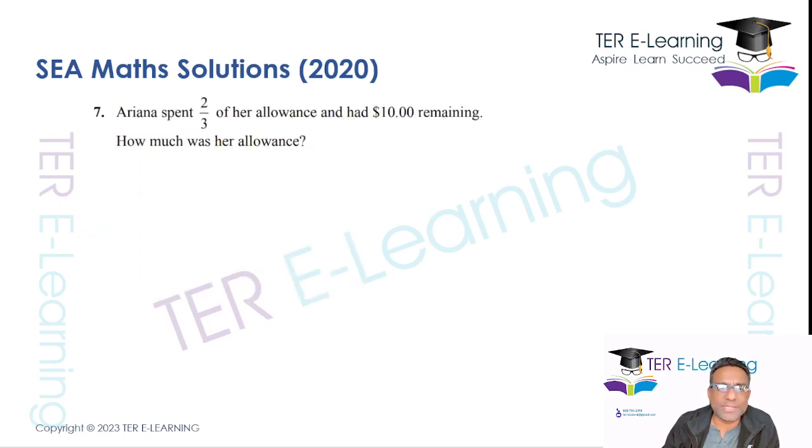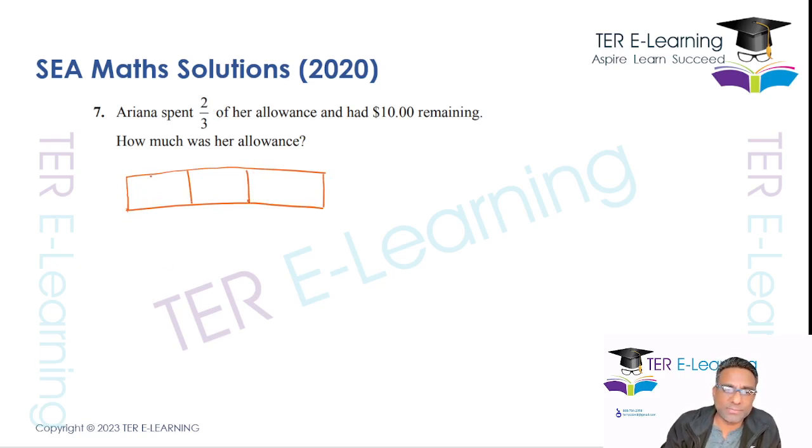Next one, question 7. Ariana spent 2/3 of her allowance and had $10 remaining. How much was her allowance? So she spent 2/3 of her allowance and had 1/3 remaining. If I were to draw a simple bar here and break it up into thirds, she spent 2/3, so let's call this 1/3, this 1/3, and this 1/3. The fractions we're dealing with are in thirds.